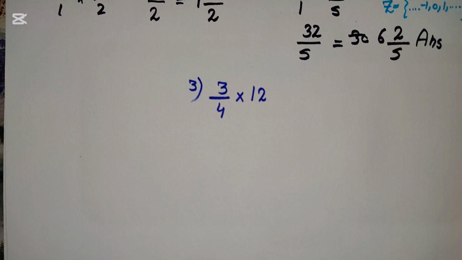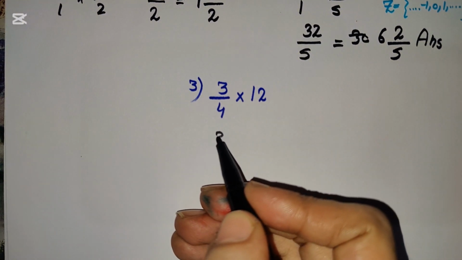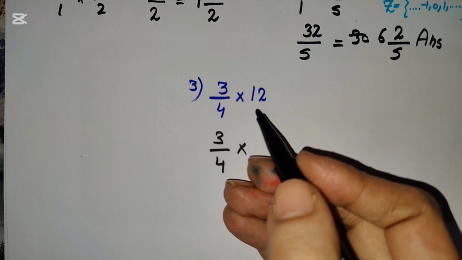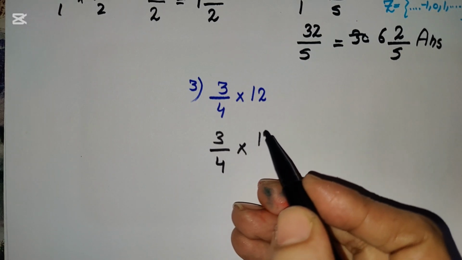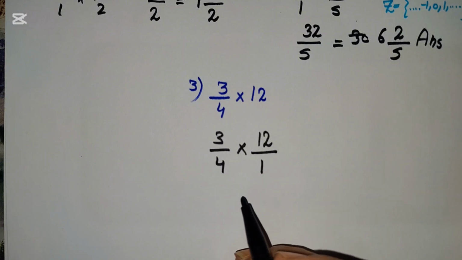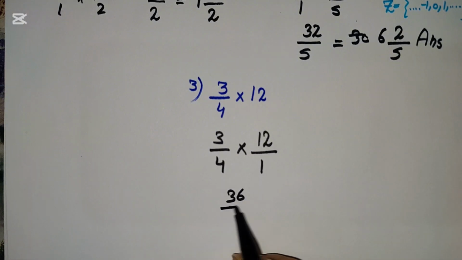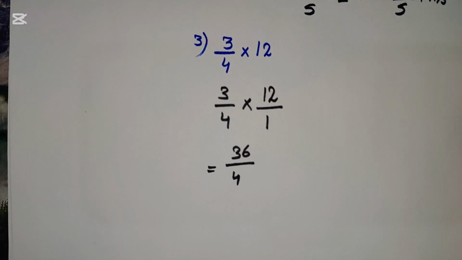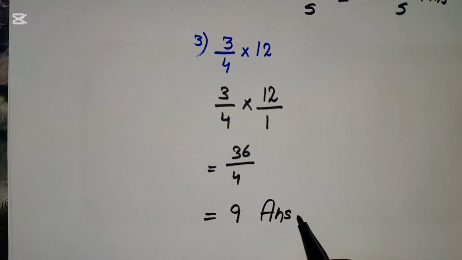Similarly, the next example is example 3. So 3 over 4 is the fraction, it will stay the same, and we will convert the whole number to a fraction. So it will be 12 over 1. We will multiply across. 3 times 12 is 36 and 4 times 1 is 4. So 36 divided by 4 will be 9, simple. So 9 is the answer of example 3.